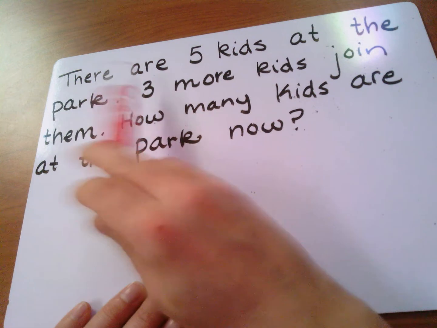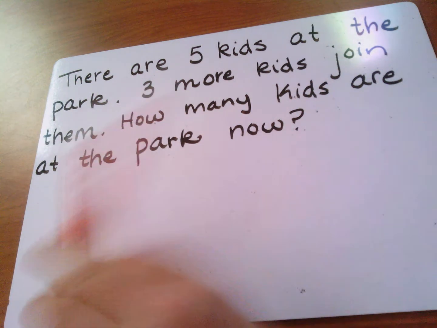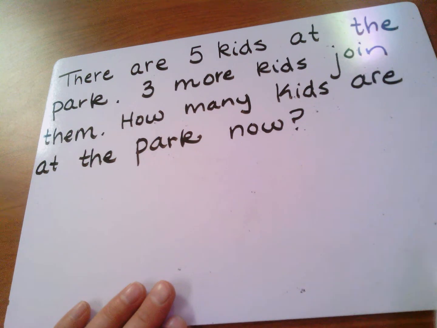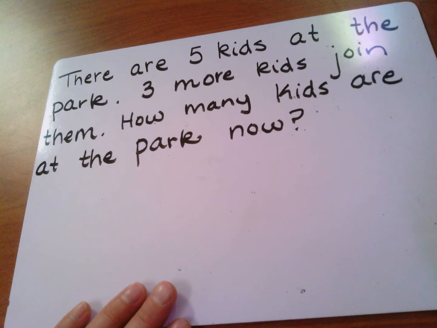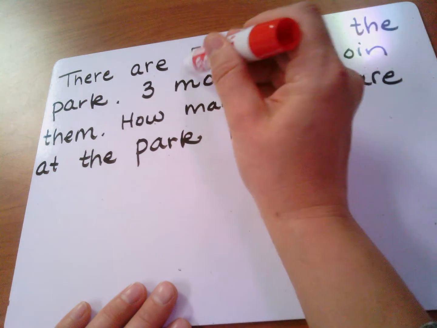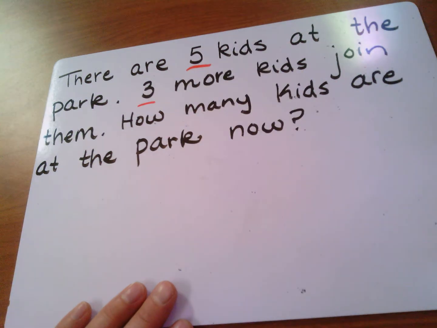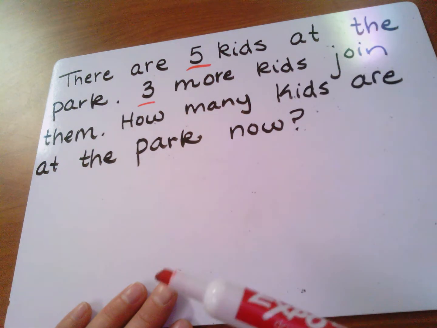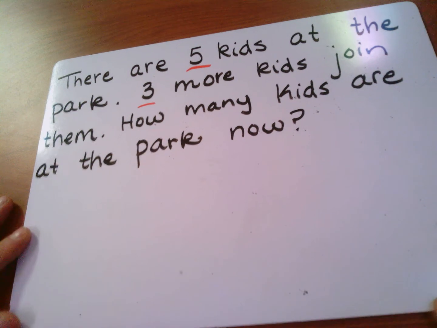So I have an example here. It says there are 5 kids at the park. 3 more kids join them. How many kids are at the park now? I'm going to read it again, and I want you to think if we're solving for the total or the unknown. There are 5 kids at the park. 3 more join them. How many kids are at the park now? So it sounds like we're adding these two numbers together to get to a total. So if you're thinking total, we're solving for the total, you are correct.